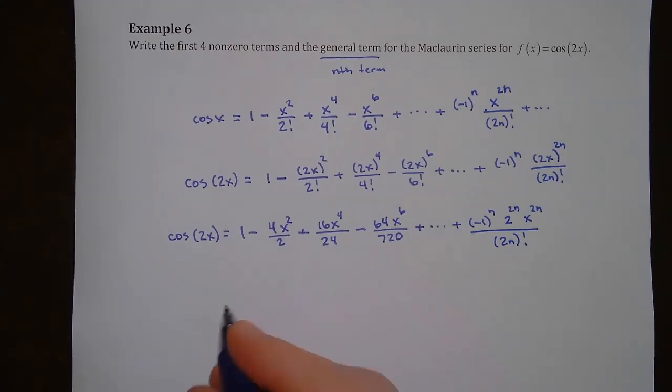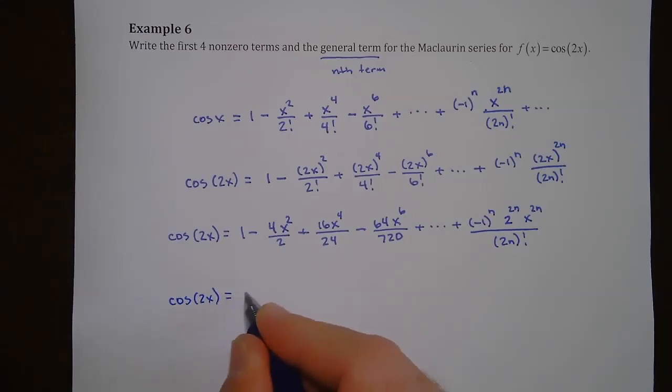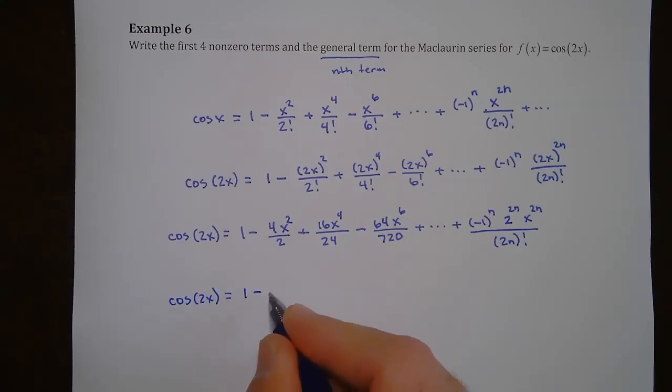Some of these reduce, so cosine of 2x, the first 4 non-zero terms are 1 minus 2x squared.